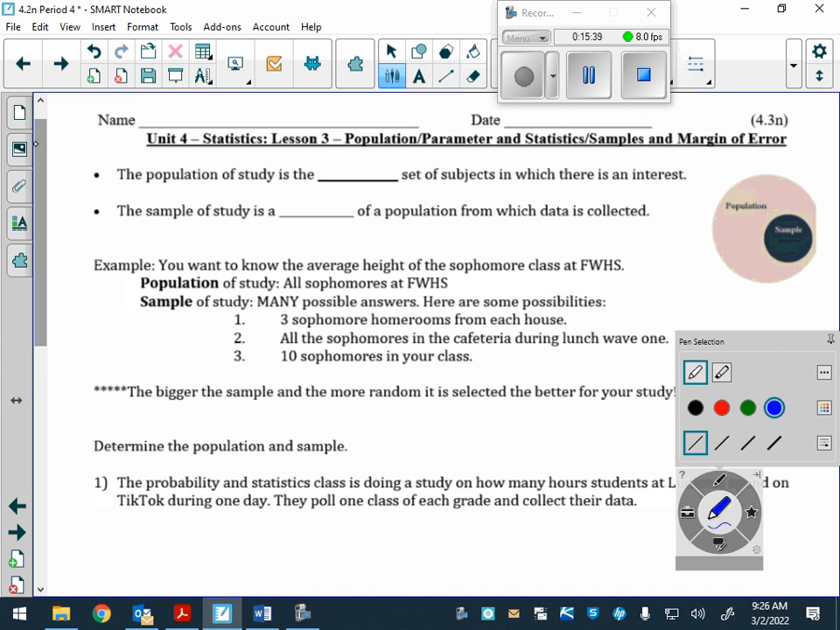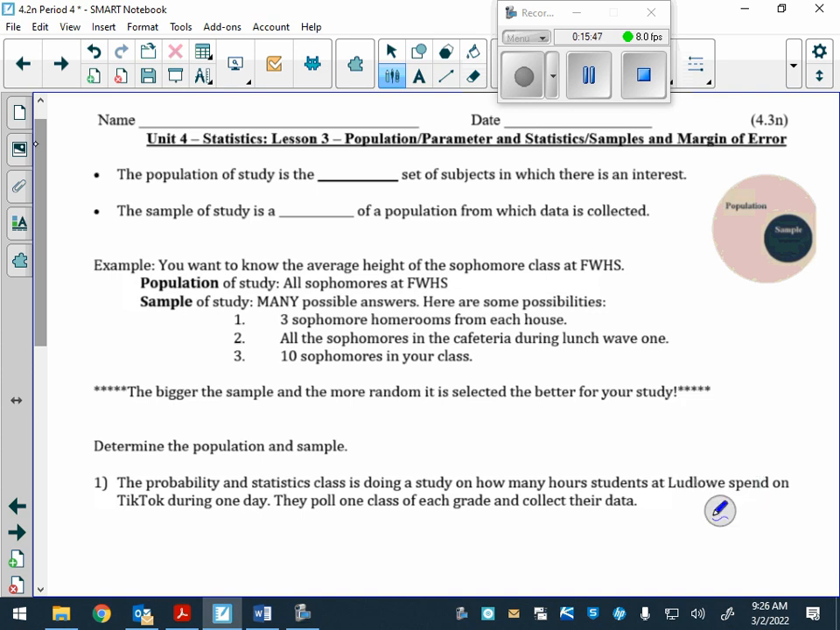Which is page 17. Okay. This is where vocabulary comes into play. You're going to notice that the wording is going to be the same for a lot.